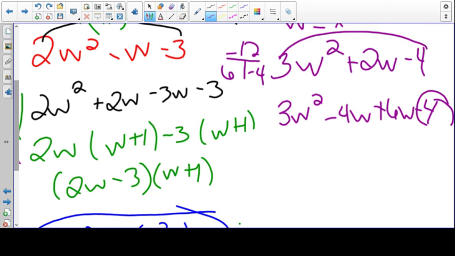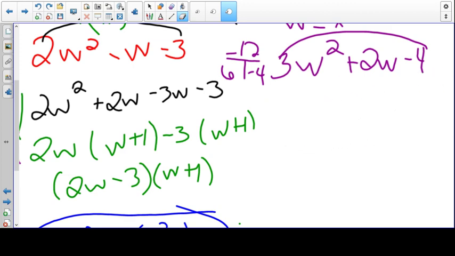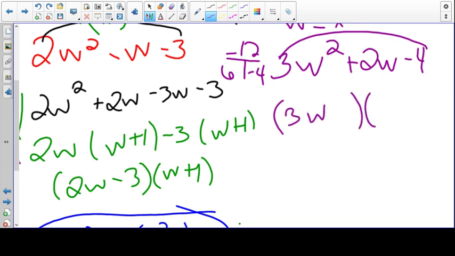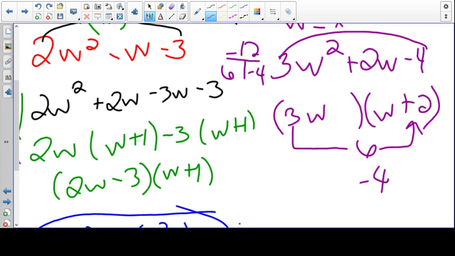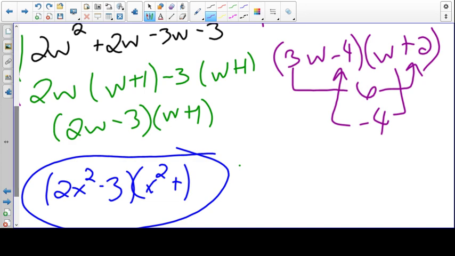What is not working out here? Alright, Miss Kimmy's having a brain fart. We're going to do this house method. Apparently I was missing something in there. Something wasn't dividing out correctly. I was having a brain fart. So then my answers are 3w minus 4 and w plus 2.